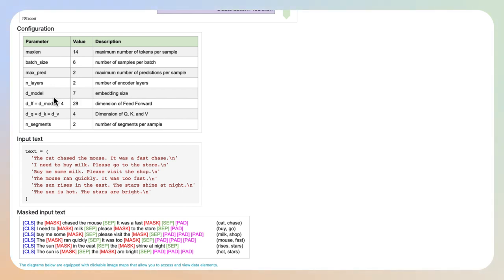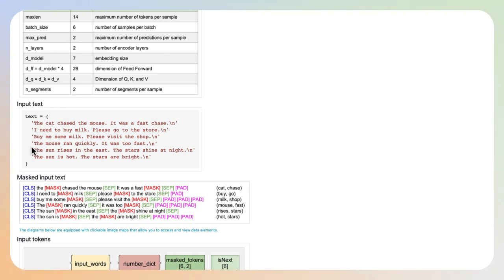There are some feed-forward matrices and vectors, which you will see a bit later, and the dimension of this space is 28. The dimension of the Q, K, and V entities, which are used in the attention score, which is also something you'll see later, is 4. Finally, the number of segments or sentences per training sample is 2. Here is the block of input text containing 1, 2, 3, 4, 5, 6 training samples, each training sample containing 2 sentences separated by a period. Each sample is separated by a new line character.